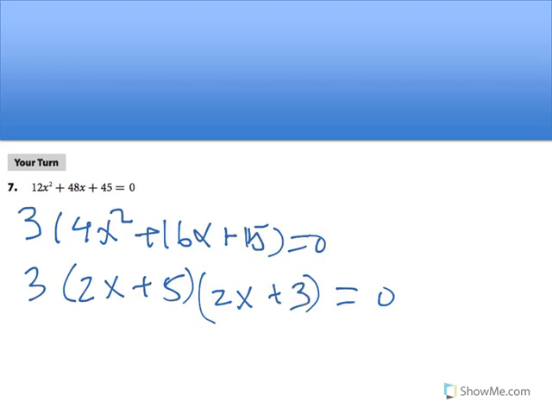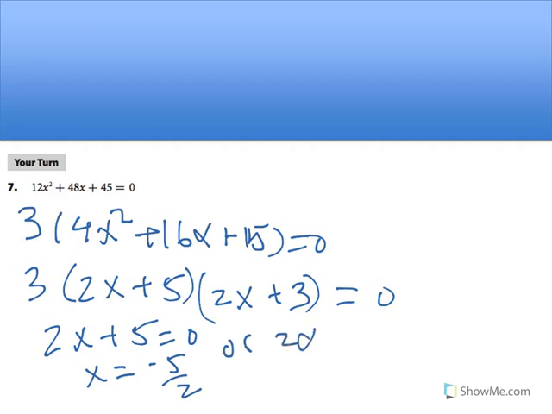Then 3 cannot be 0, so we set 2x plus 5 equal to 0. That means x equals negative 5 over 2, or 2x plus 3 equals 0, so x equals negative 3 over 2.